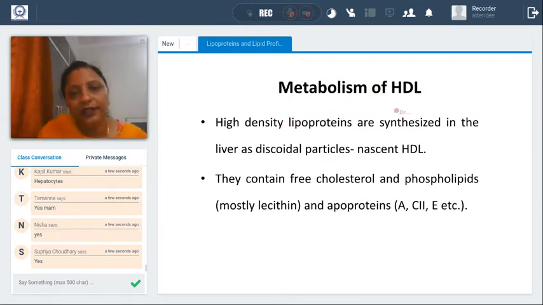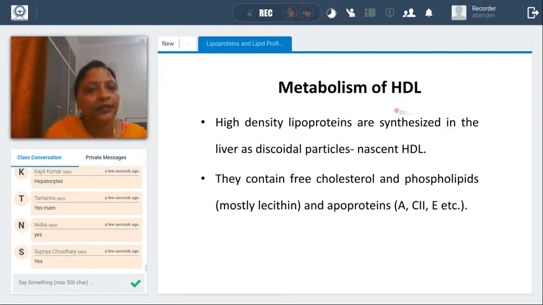What is the metabolism of HDL? High density lipoproteins are synthesized in the liver as discoidal particles, nascent HDL. They contain free cholesterol and phospholipids, mostly lecithin. So, what is lecithin? Please write in the box.